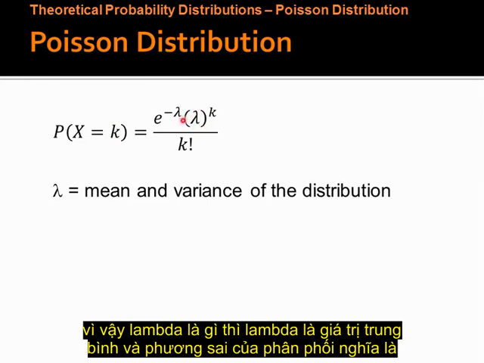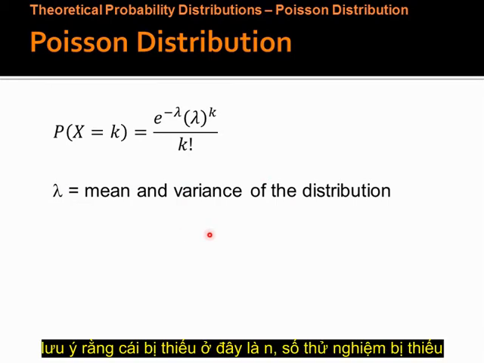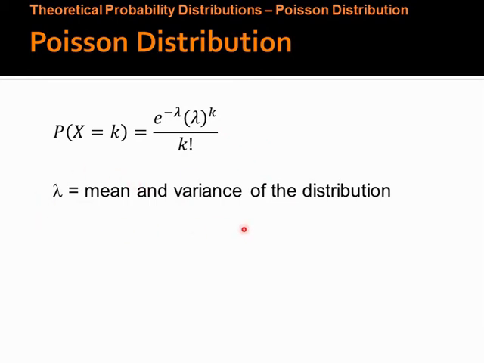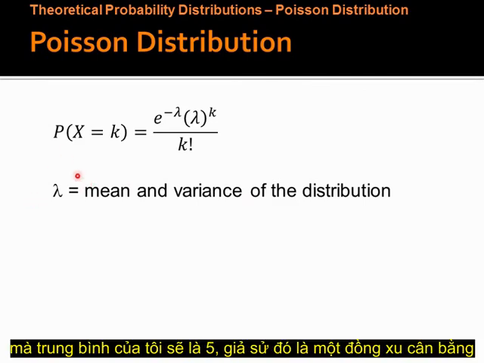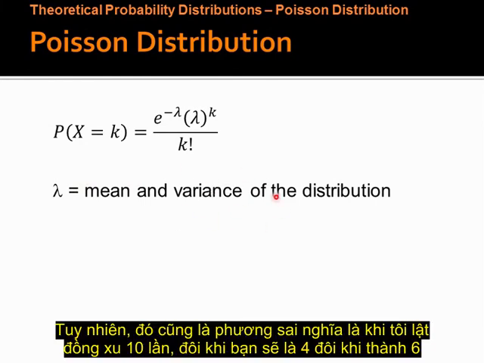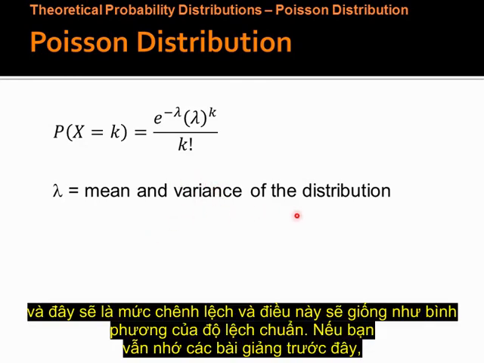So what's lambda then? Lambda is the mean and variance of the distribution. Notice what's missing here is the n, the number of trials. So it's kind of like built into lambda already. Let's say I was flipping a coin 10 times, then my mean would be 5, assuming it's a fair coin. However, there's also the variance, meaning as I flip the coin 10 times, sometimes it'll be 4, sometimes it'll be 6, and this would be the spread, like the square of the standard deviation, if you still remember the previous lectures.